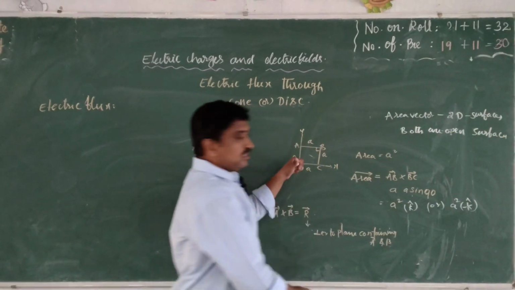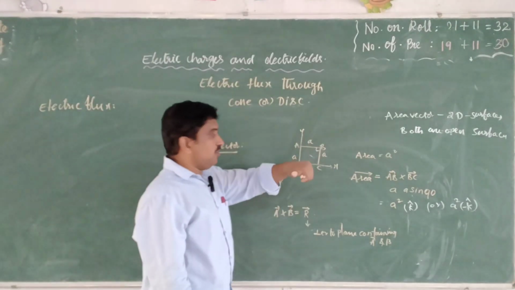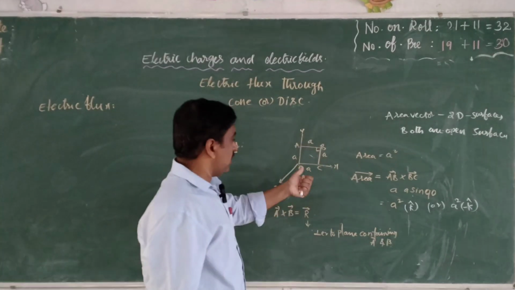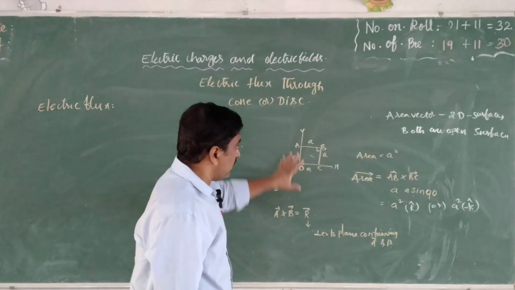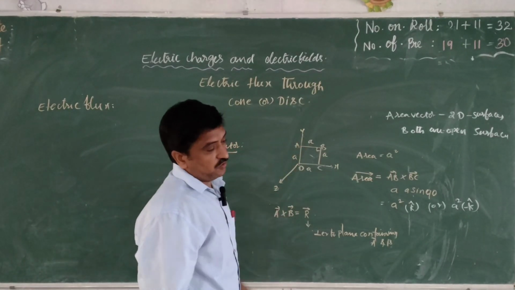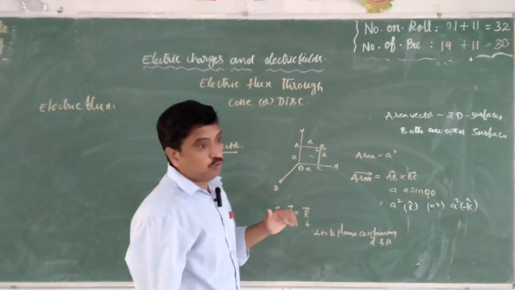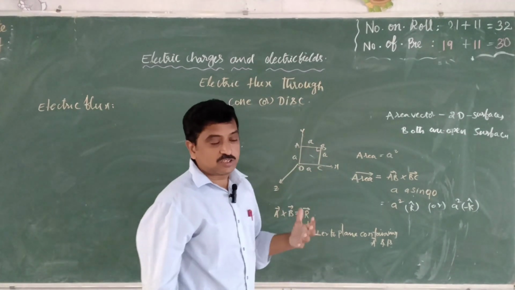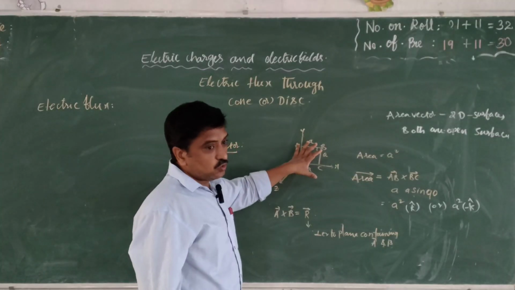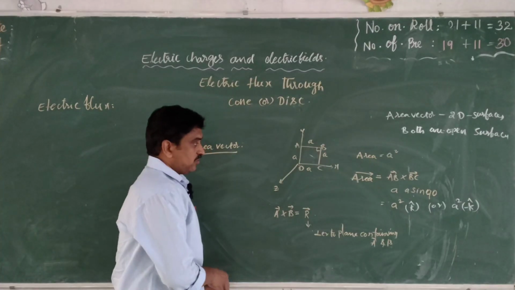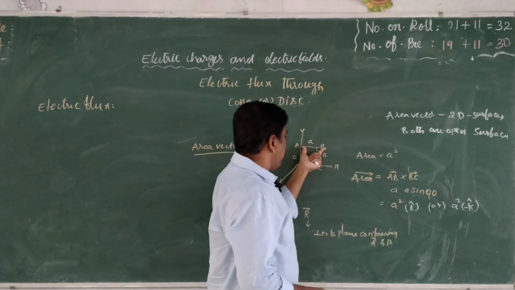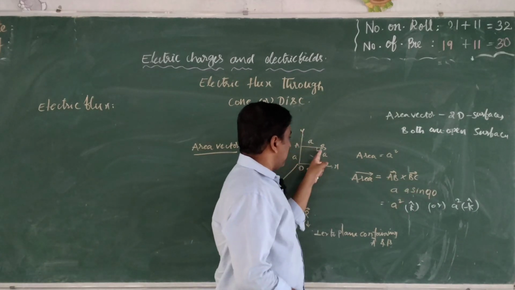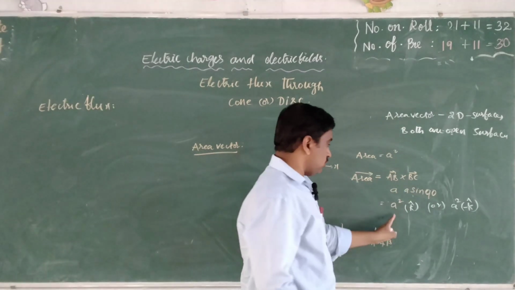So that is the perpendicular vector, and the direction of the vector is either upwards or downwards. Upward is plus k, downward is minus k. That is why for 2D surfaces, with both sides open, the direction is either k or minus k. That is the direction of the area vector for 2D surfaces. So AB cross BC, AB is a, BC is a, sin 90, so a square.